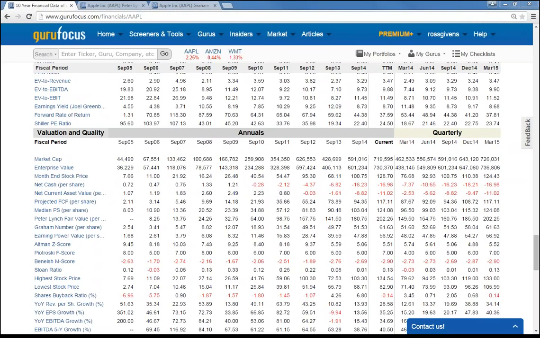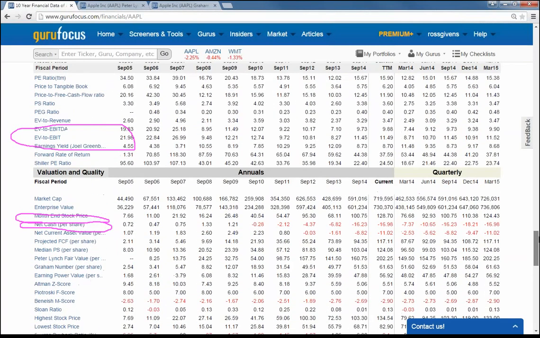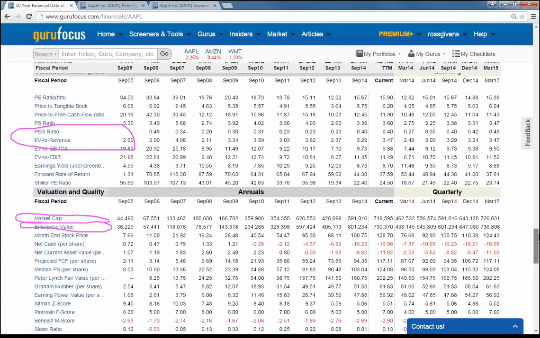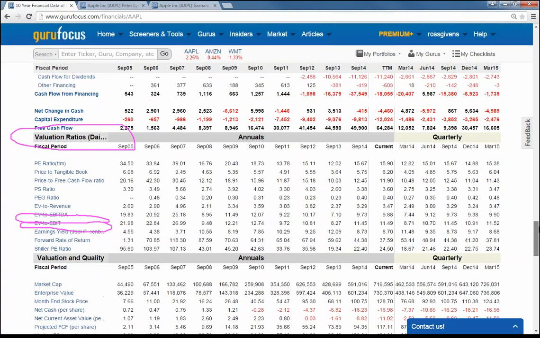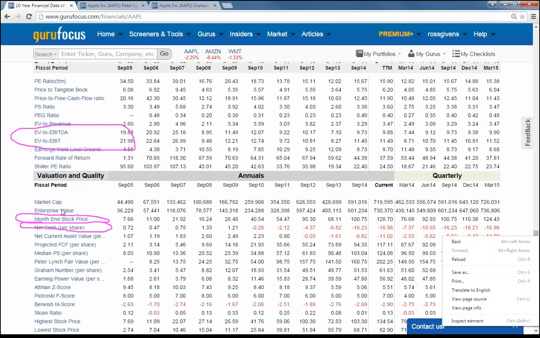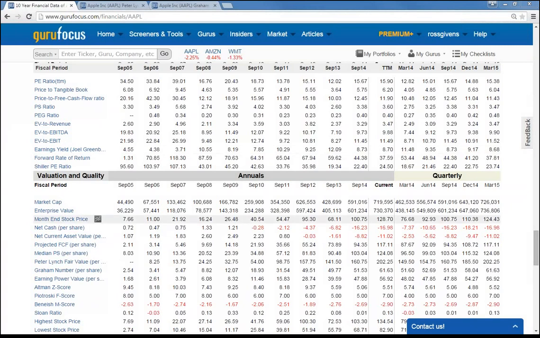And this is where the Peter Lynch value and the Graham number and even the Donald Yachtman rate of return are. I think it's a little bit lower here. Here it is. No, I just saw it. There it is, forward rate of return right there. Sorry about that. So here's the Yachtman forward rate of return.